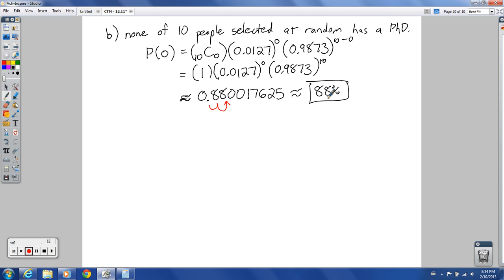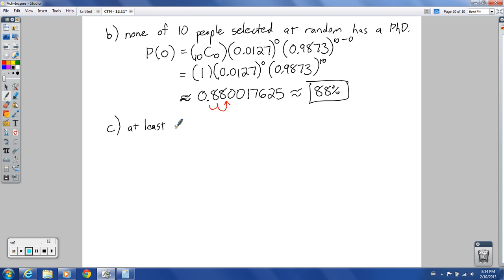And so is that the most likely thing to happen? Because that's definitely more than half. It's almost close to 90% there. Would it make sense that out of a group of 10 people selected at random, that none would have a PhD if there's only a 1.27% chance of having anybody with a PhD? I would say, yeah, I would definitely argue that that would be the most likely thing to happen, that there's probably not anybody with a PhD in the group to begin with, and so this would be the most likely outcome.